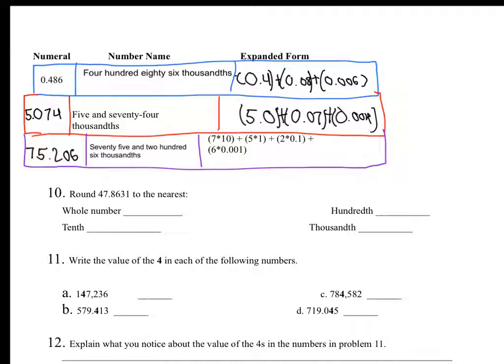Now for the next one, the 7 is in the tens place, so you do 7 times 10. The 5 is in the ones place, so you do 5 times 1. And then you would represent the decimal as the "and." The 2 would be in the tenths place, so you do 0.1. The 0 you would not have to multiply because it's just a 0, and the 6 you would do times the thousandths.